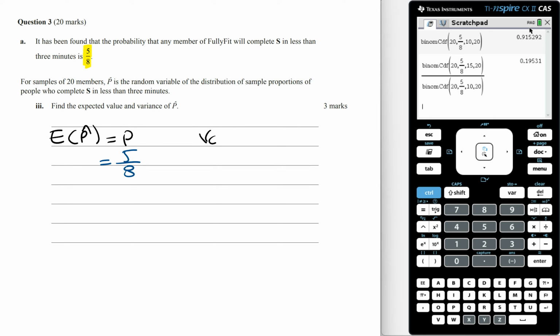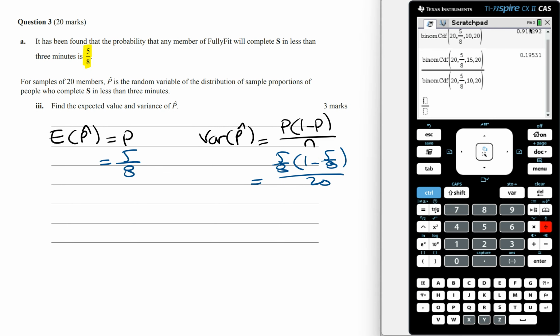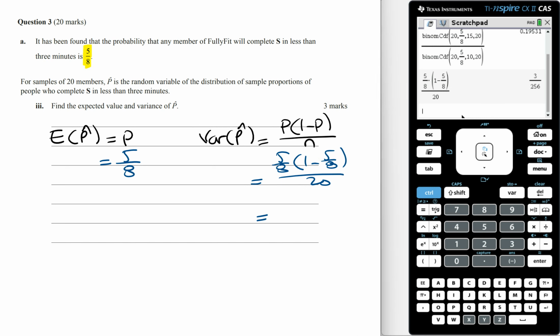The variance of p hat is going to equal p times 1 minus p divided by the sample size. The sample size is 20, and so this is going to be 5 over 8 times 1 minus 5 over 8 divided by 20. Setting this up in the calculator, we can work this out. And so this is equal to 3 over 256.